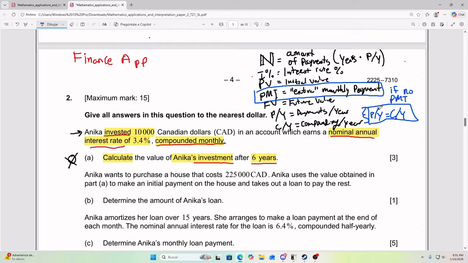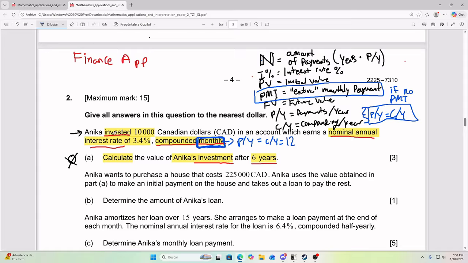So that's the first step we have to establish. So basically, if there is no PMT, PY equals CY. If there is a PMT, you have to consider looking at PY and CY as different. PY will be payments per year and CY will be how many times you're compounding per year. So if no PMT, which is our case, PY equals CY. And so compounded monthly, that means that we end up with PY equals CY equals 12. Why is it 12? Because since it says monthly, there are indeed 12 months in a year. So PY equals CY equals 12. That's the first thing we can establish.